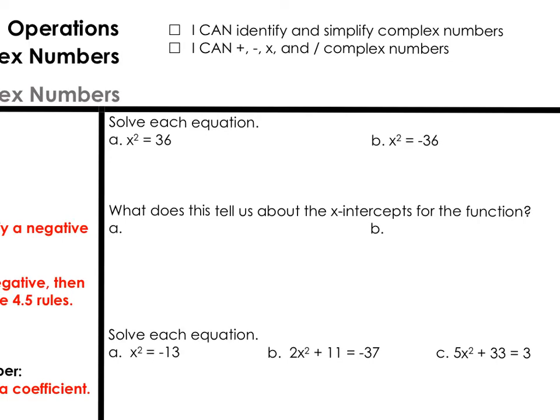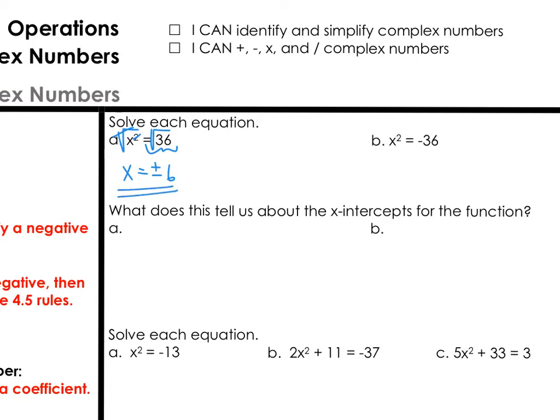For example A, x squared equals 36. Our x squared term is isolated. What we would do then is take the square root of each side. Remember, the square root cancels with the power, giving us just x. We put that plus or minus out in front, and the square root of 36 is a perfect square. It equals 6. Those are our two solutions.